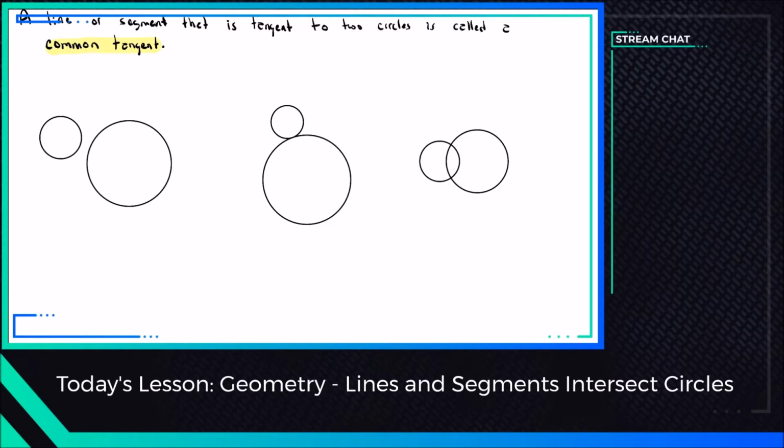All right, so let's identify some different tangent points. On each one of these, we're going to draw the center of the circle, and we're going to draw a segment from there to there.